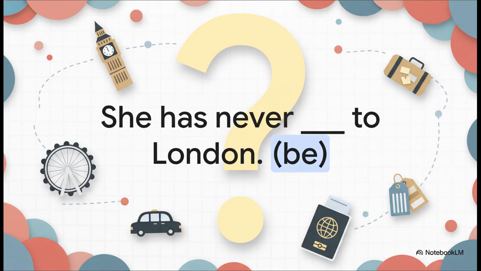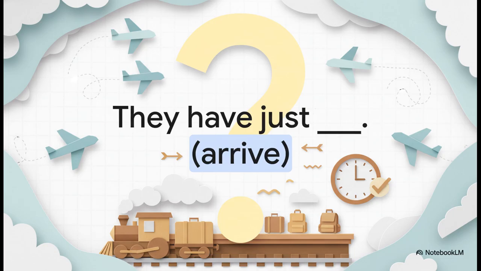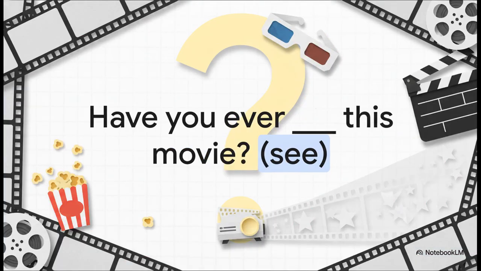Awesome job if you got that one. Number 2. They have just blank, and the verb is arrive. Give it a thought. The answer is arrived. They have just arrived. You're doing great. And our final question, have you ever blank this movie? The verb is see. We talked about this one, and the correct answer is seen. Have you ever seen this movie?